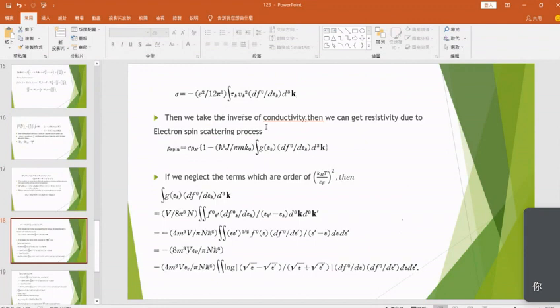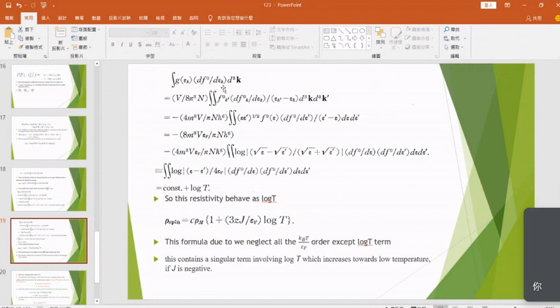And then we just invert the conductivity, and we can get the resistivity due to the electron spin scattering process. It looks like this term. And then we need to solve this term, so we neglect this term when we calculate this integration, and then it will look like this. After several complicated integrations, we will know the log temperature behavior. So this contribution to the resistivity has a log function.